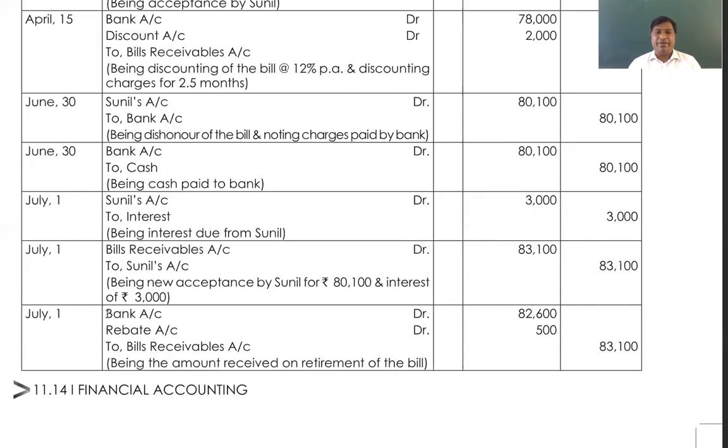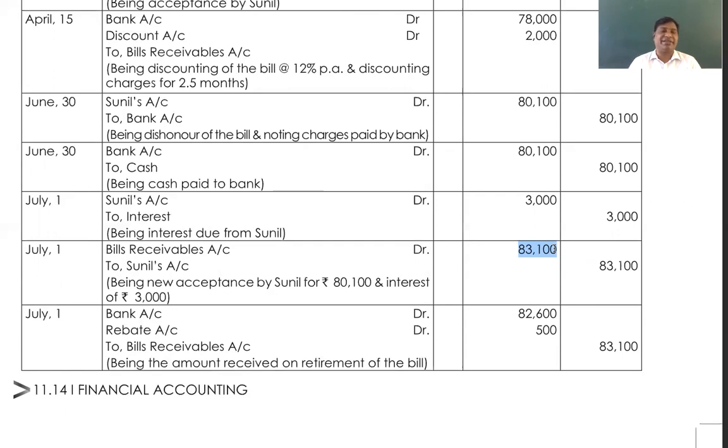He is supposed to receive 83,100. He came and said, sir, I'm ready to pay. You don't need to wait for another 3 months. For the bill, I will pay immediately. Would you please give any discount? Yes, I will give discount. So how much? It is 500.